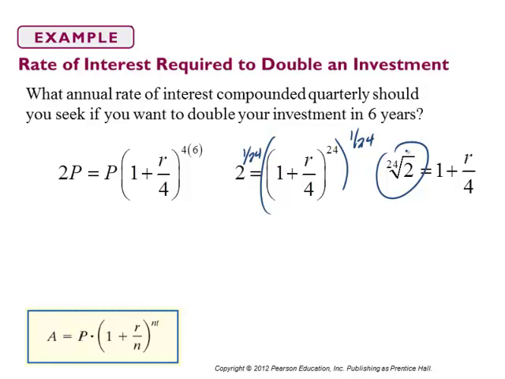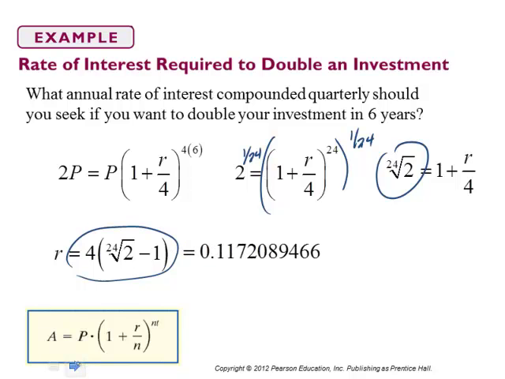And of course, that's something your calculator can easily evaluate. And then you could subtract 1 and multiply by 4 to get r. And folks, this is just a number. That works out to be about 0.1172 or so, about 11.7%.